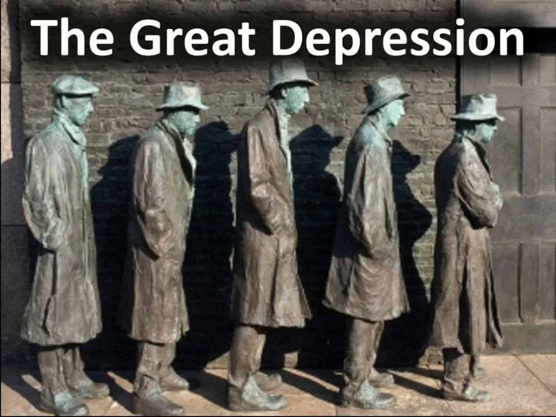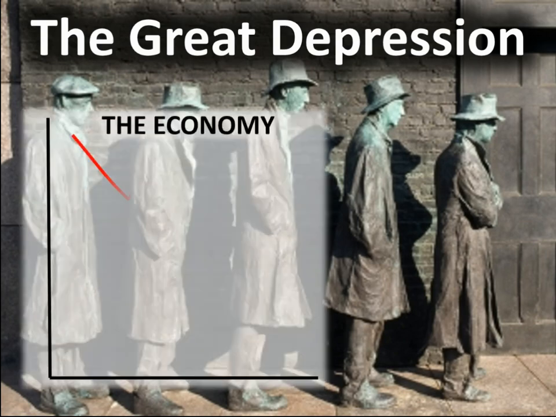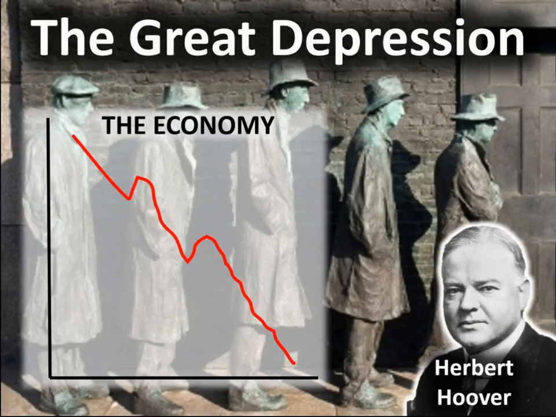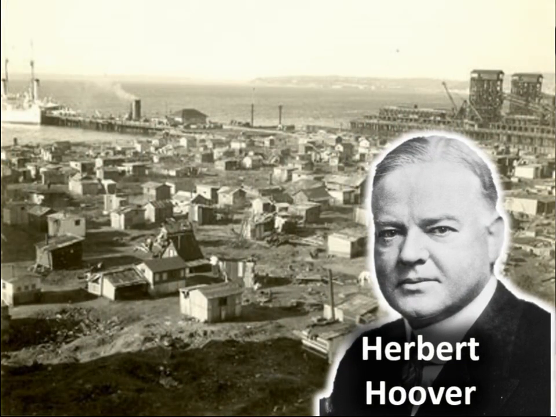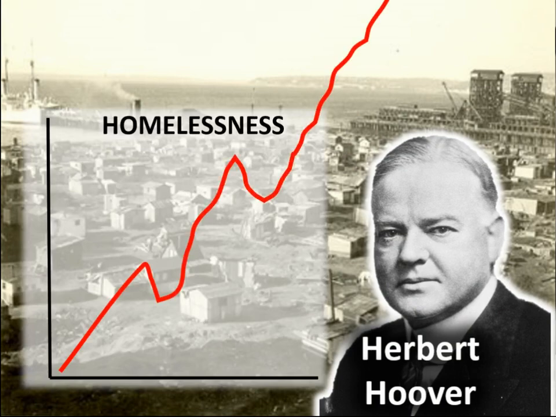After the 1929 stock market crash, the United States experienced a historic economic collapse known as the Great Depression. As unemployment and poverty skyrocketed, many blamed the president for the crisis. Herbert Hoover had been president for less than a year when the market crashed, and by the end of his first term, almost a third of Americans were unemployed.